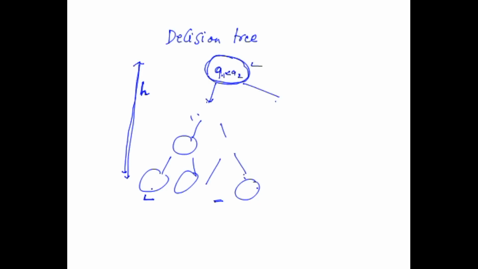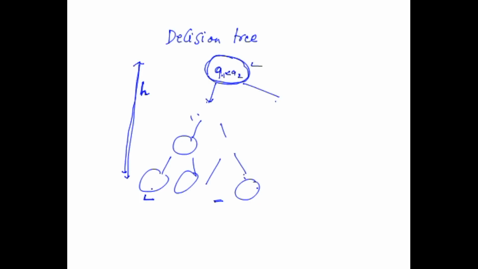In the worst case, the number of comparisons that the sorting algorithm needs to do is exactly equal to h. So given any sorting algorithm, I can talk about the decision tree for that algorithm, and in the worst case, the number of comparisons done by this algorithm is exactly equal to the height of the tree.